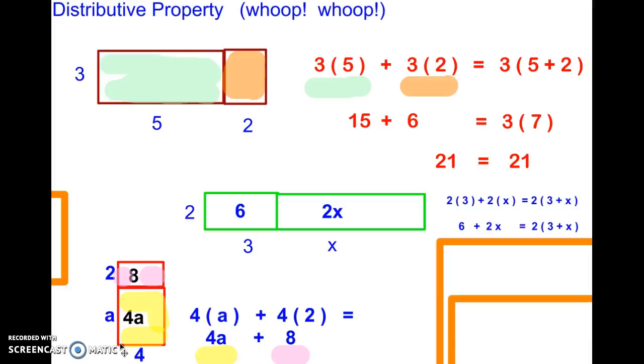The dimensions here are 4, a variable, and 2. So you can see the pink rectangle is 2 by 4 with an area of 8. And the yellow rectangle is 4 by a, giving an area of 4a. So 4 times a is 4a, and 4 times 2 is 8.